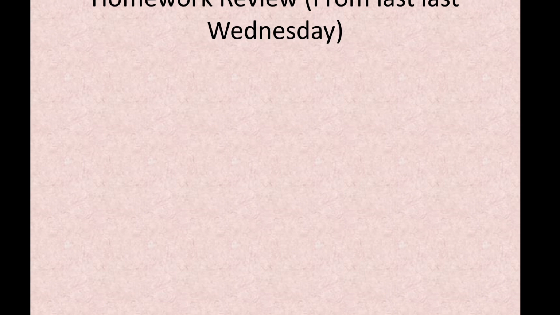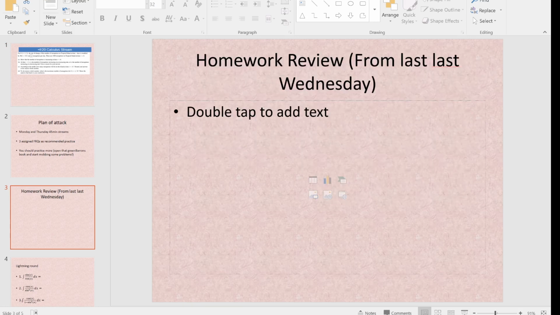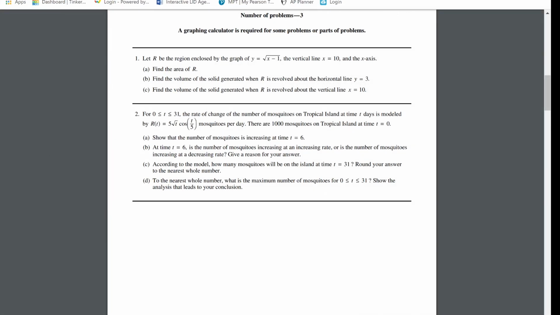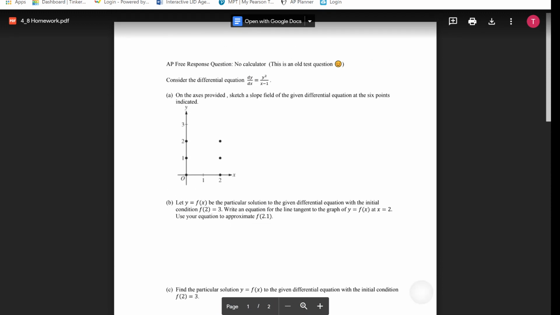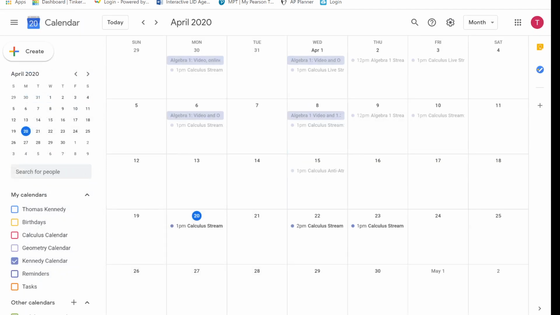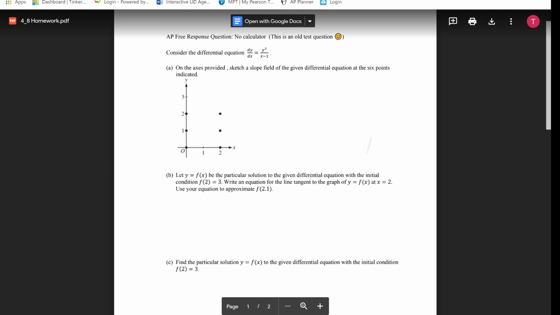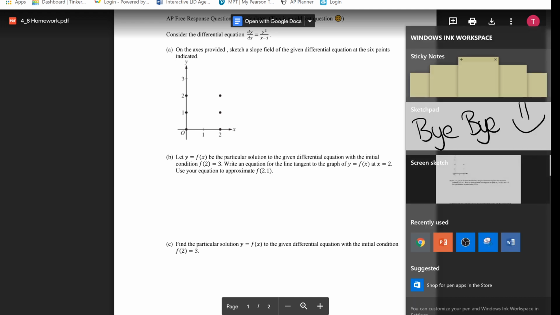All right, homework review. For those of you who don't know, I have been assigning homeworks. Where is it? It is this one. 4-8 homework. Is this the right homework? Let's look. Oh man, that was so long ago, it tripped me out with the date. Spring break was really bad for me. I got food poisoning and stuff. It sucked.